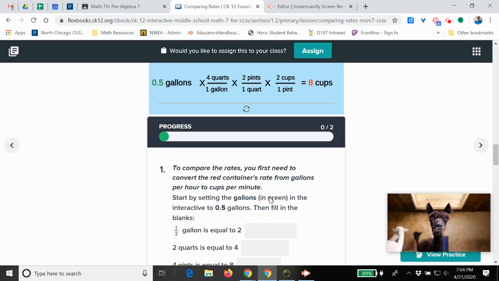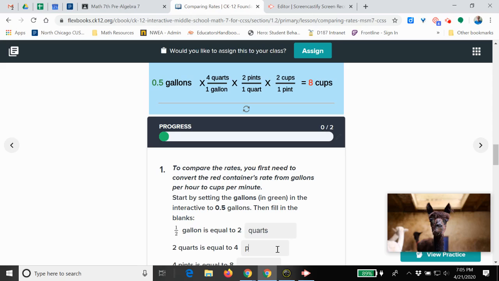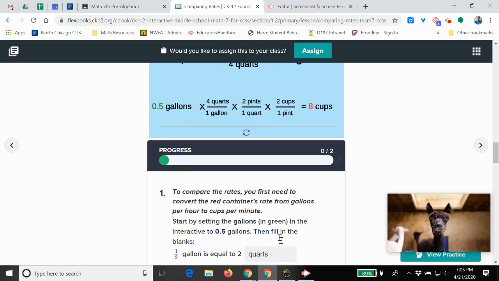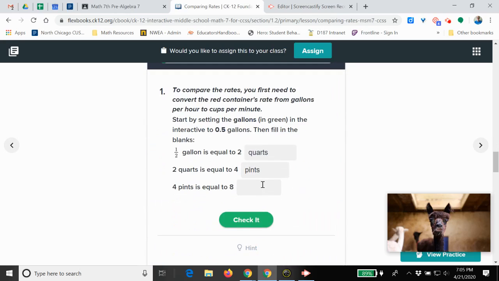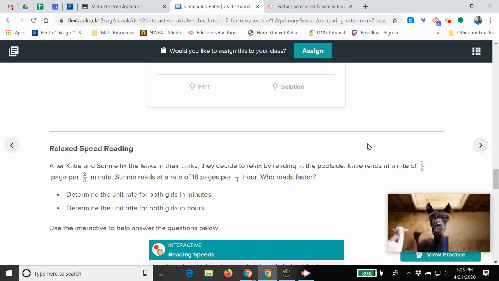To compare the rates, you first need to convert the red container's rate from gallons per hour to cups per minute. Start by setting the gallons to a half a gallon, then fill in the blanks. So a half a gallon is equal to 2 quarts. And then 2 quarts is equal to 4 pints. And then 4 pints is equal to 8 cups. So we converted everything to the same unit that way. Rates are funky, but you've got to convert them to be the same to compare them.